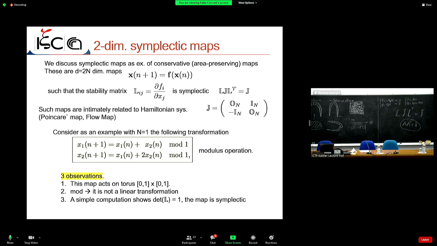Okay, these maps act on the torus, [0,1)×[0,1). Yes? Can you repeat, sorry? The modulus, I don't know that function. Ah, what's the modulus? Yes.